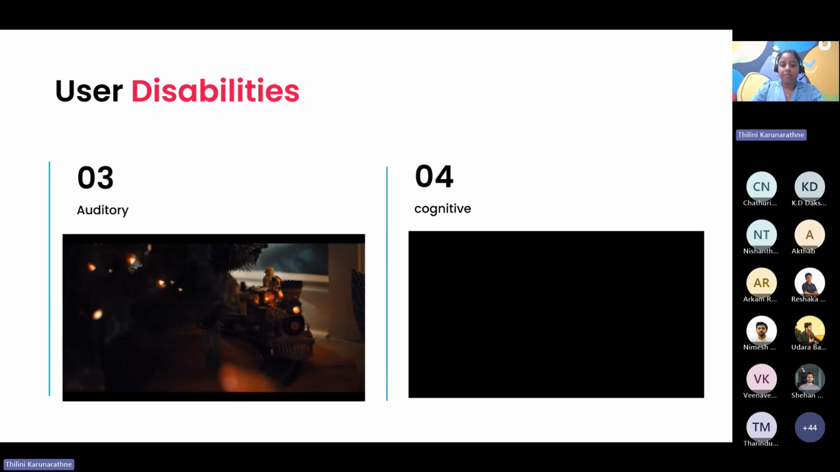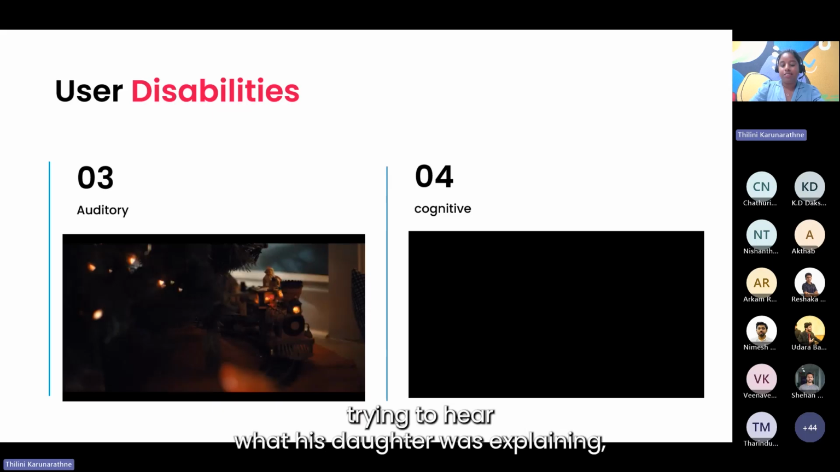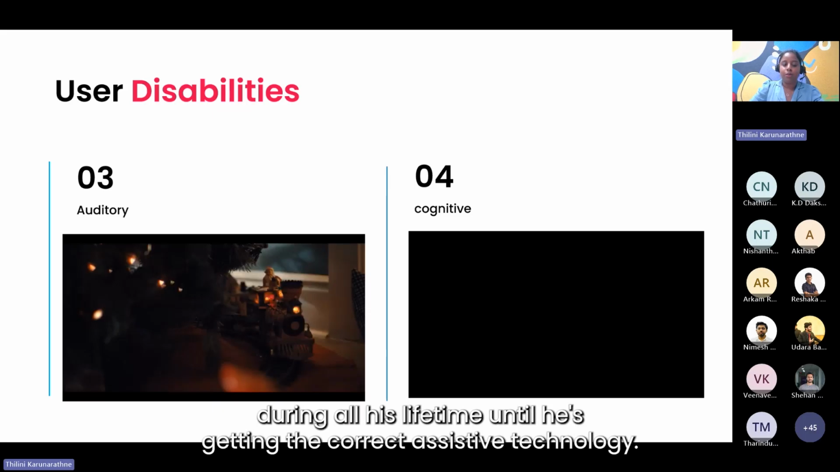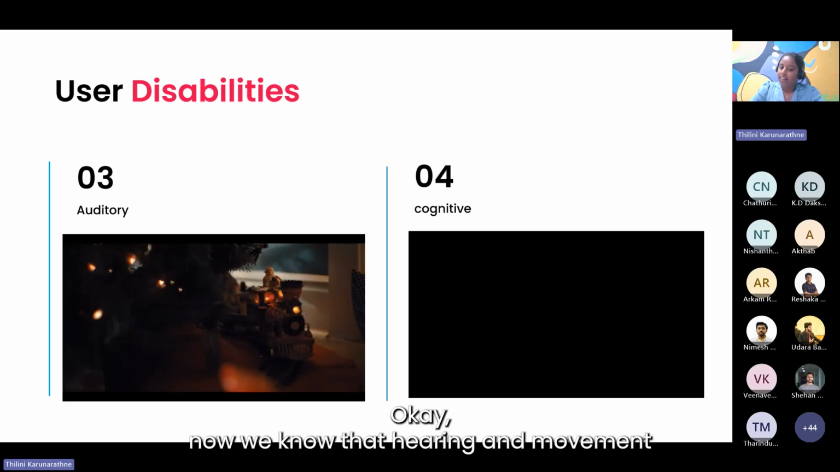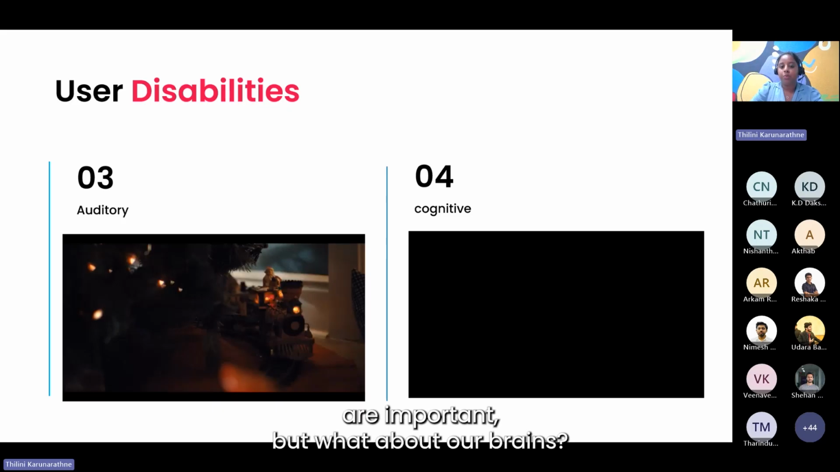And so for the people who saw the video, I would say the person was trying to hear what his daughter was explaining during all his lifetime, until he got the correct assistive technology. Okay, now we know that hearing and movement are important, but what about how our brains process information, how it works? That brings us to our next type of disability, cognitive disability.